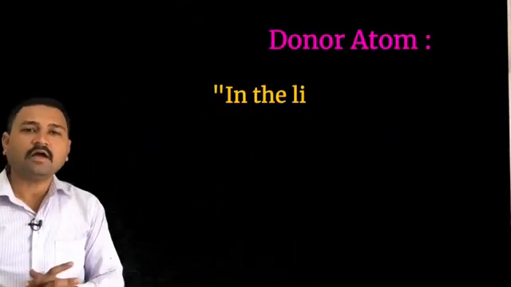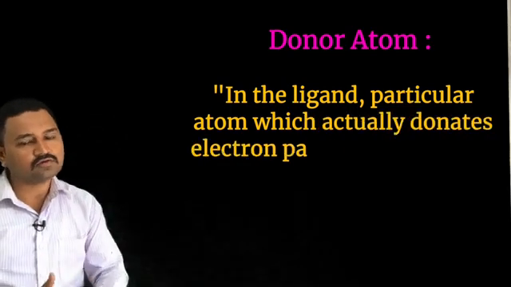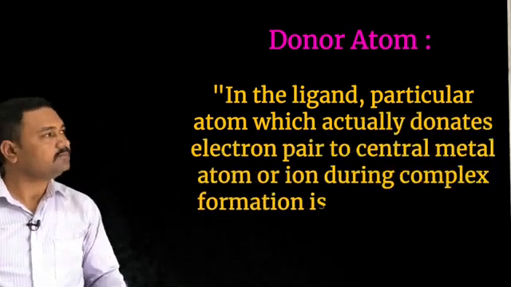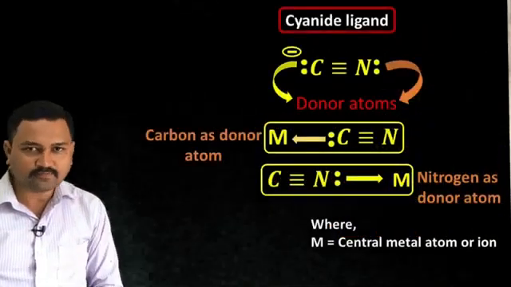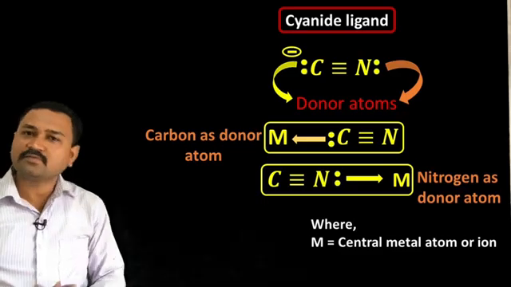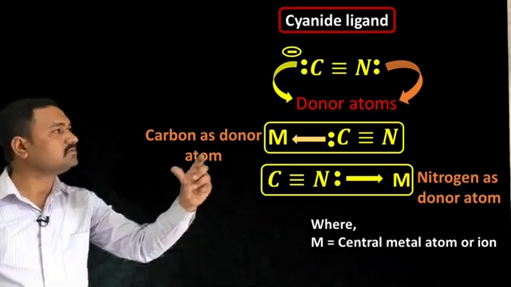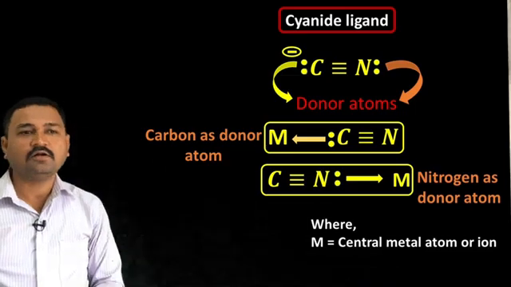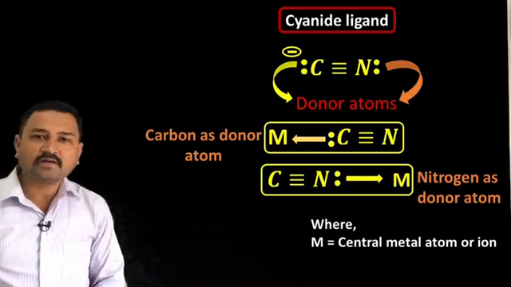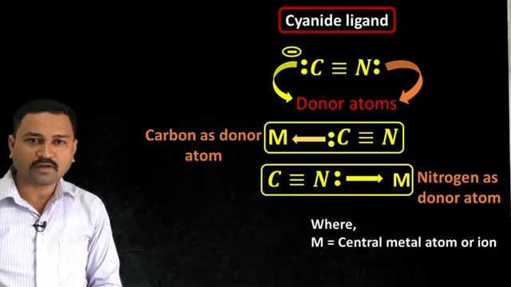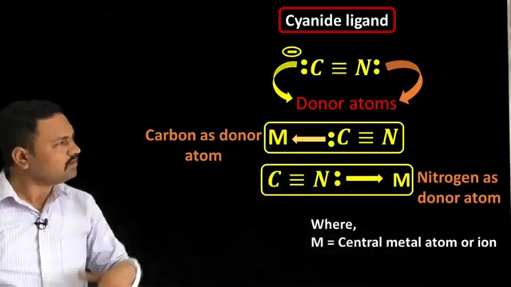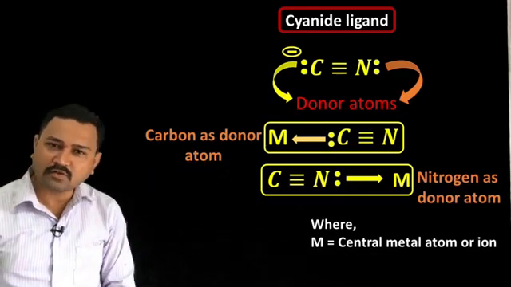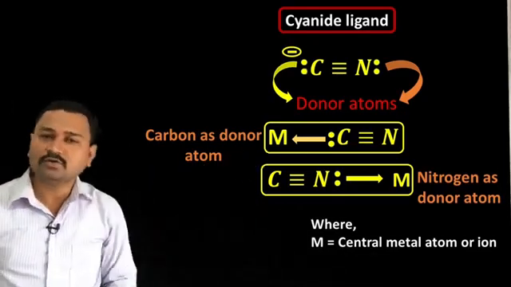So now let us know about the donor atom. The donor atom donates the lone pair of electrons to the central metal atom or ion. Again take these three simple examples. We know that in the cyanide ion the carbon atom contains a lone pair of electrons and the nitrogen atom also contains a lone pair of electrons. Out of that, if the carbon atom donates the lone pair of electrons, then this carbon atom can be termed the donor atom, or if the nitrogen atom donates the lone pair of electrons, then the nitrogen will be the donor atom.